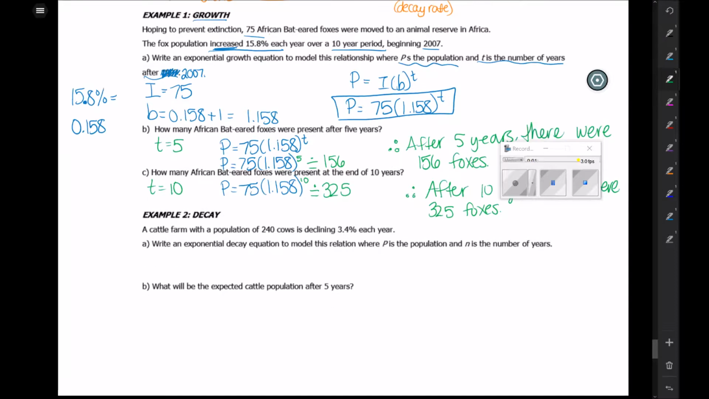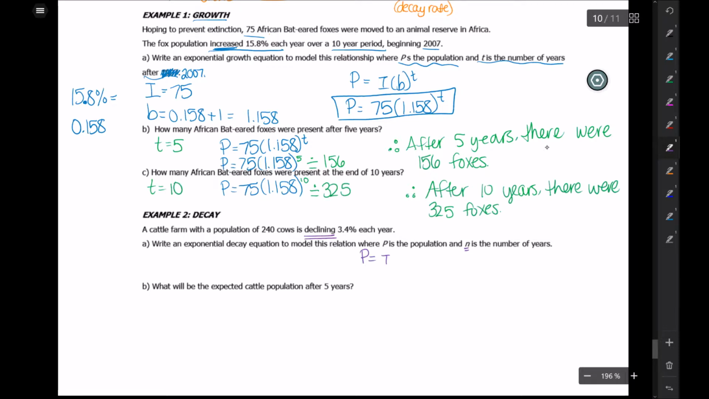Now we need to take a look at exponential decay. So this time, a cattle farm with a population of 240 cows is declining. So this time it's going down 3.4% each year. So we're going to write an exponential decay equation to model this relationship where P is the population and N is the number of years. So we're going to use N instead of T this time. Okay, so same thing, we're going to still use P equals I times B to the power of T, but instead of T, we're going to use N because it says N stands for the number of years. And I is always the initial amount. That's what we have written on top of our paper right here. So our initial amount is 240.